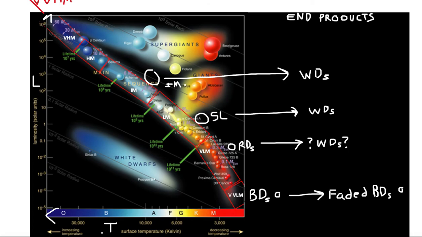Same thing with our high mass stars. We know what they're going to evolve into. Our high mass stars start out even larger on the main sequence than the intermediate mass stars. So I'm going to draw an even larger circle. And they're going to evolve into neutron stars. So I'll put NS's for neutron stars as their end products.